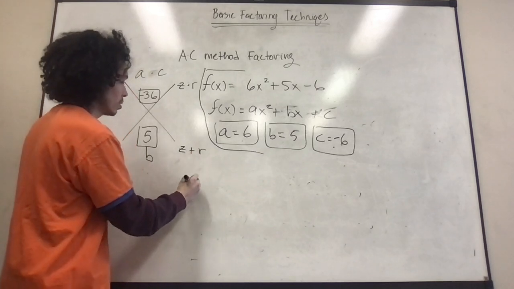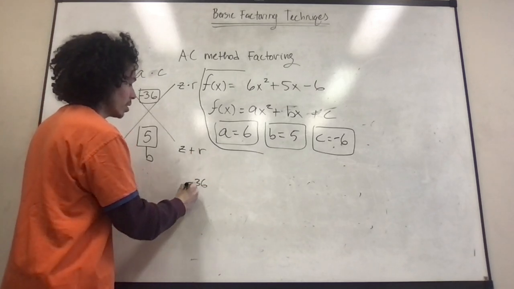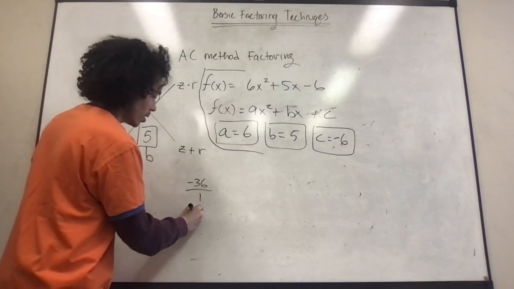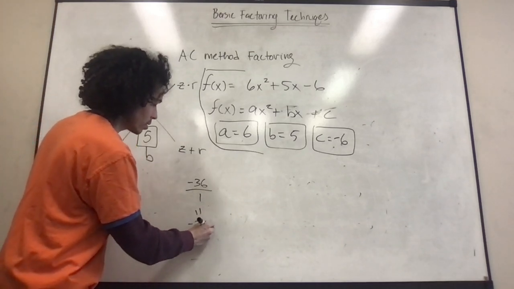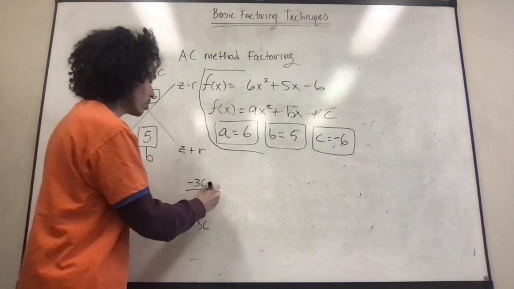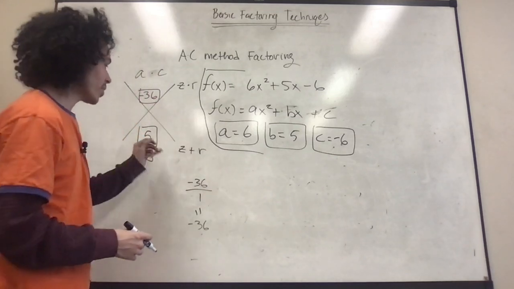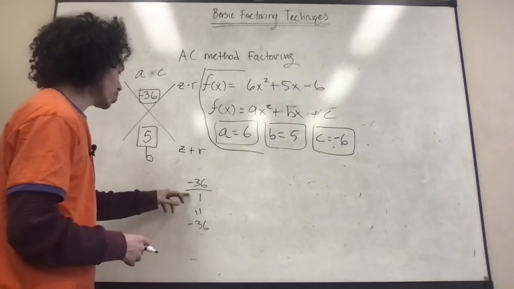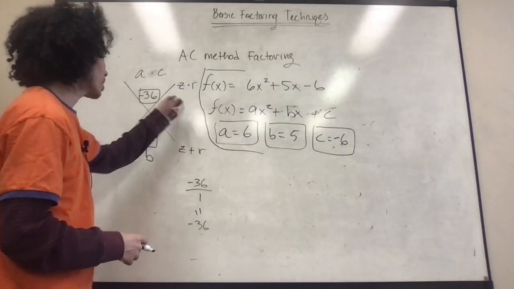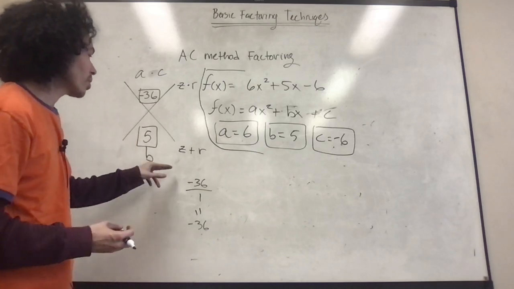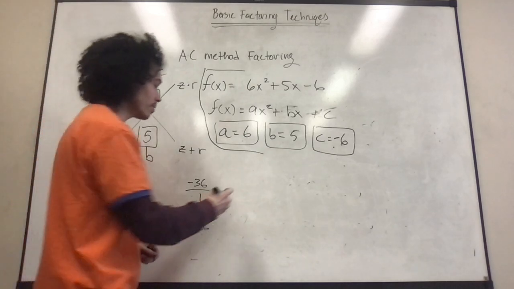You take negative 36 divided by 1, and you get negative 36. Now, does 1 and negative 36 add up to 5? No, they don't. Do 1 and negative 36 multiply to negative 36? Yes, they do, but because they don't add up to 5, we got to move on.